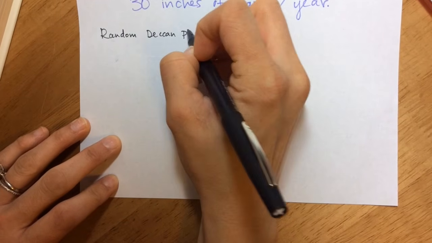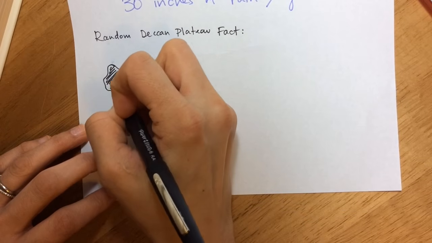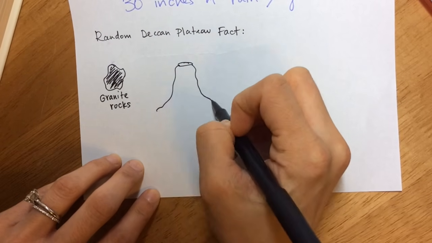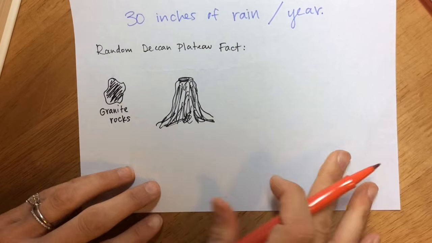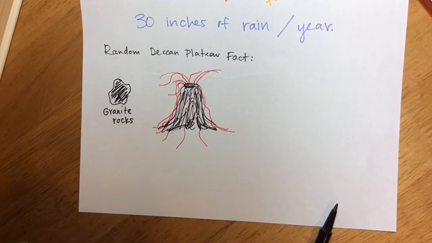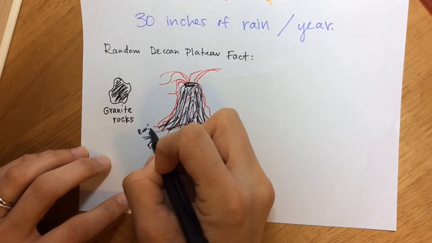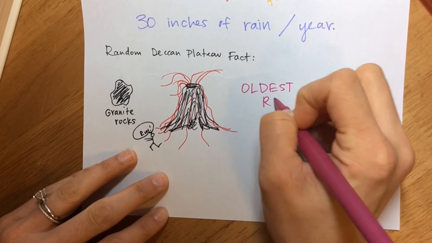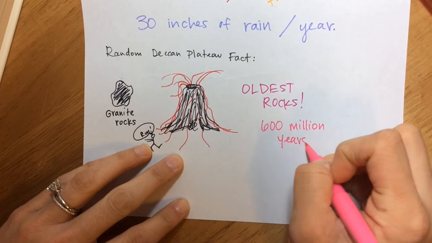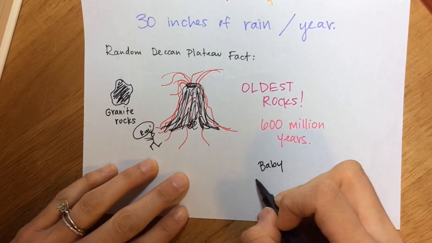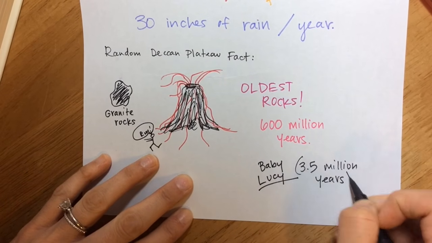Random Deccan Plateau fact. There are large granite rocks in the plateau that were formed by volcanoes. These rocks are among the world's oldest, dating back more than 600 million years. That's actually older than Lucy, the Australopithecus afarensis.